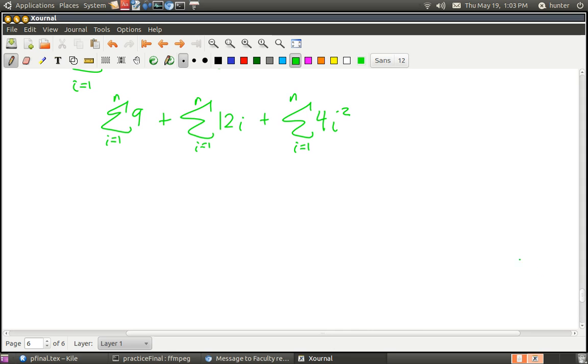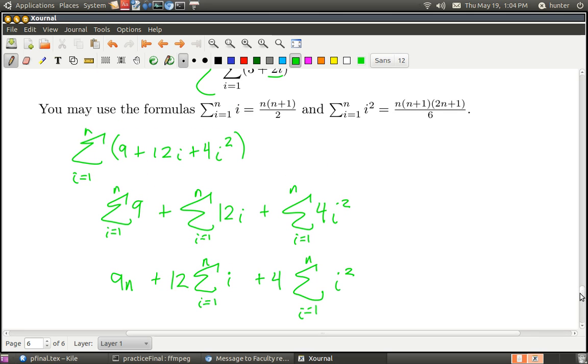Sigma is even nicer. Let's just look at this first thing. This is just 9 added to itself n times. So this first part is just 9n. Okay, and what about this next thing? Well, the 12 comes out for one thing. So 12 is in common to everything in this sum. I can factor it out, and so that gives me 12 times the sum, and the only thing left inside is the little counter variable i. For this last thing, 4 can come out the same way. So i equals 1 to n. And the only thing left now is i squared.